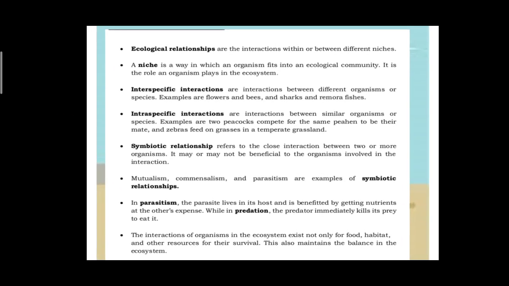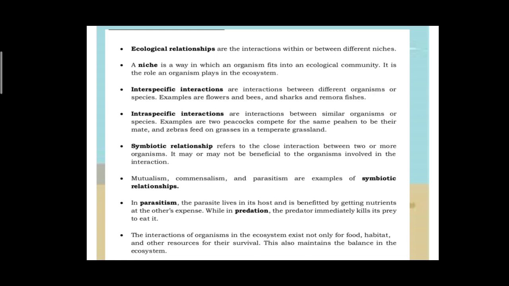Okay, things to remember. Ecological relationships are the interactions within or between different niches. A niche is a way in which an organism fits into an ecological community. It is the role an organism plays in the ecosystem. Tandaan yung role na ginagampanan ng isang organism, we call it a niche. Interspecific interactions are interactions between different organisms or species. Examples are flowers and bees, sharks and remora fishes. Magkakaibang nila lang. Intraspecific interactions are interactions between similar organisms or species.